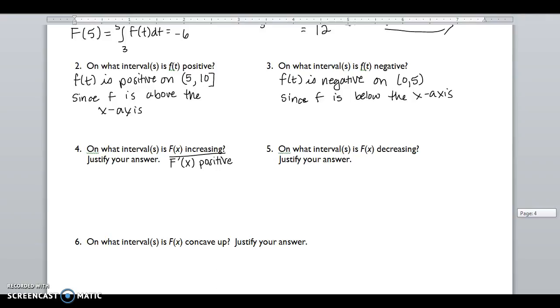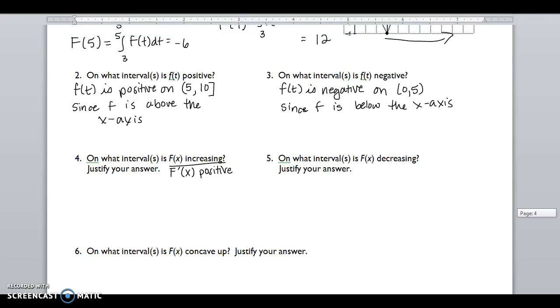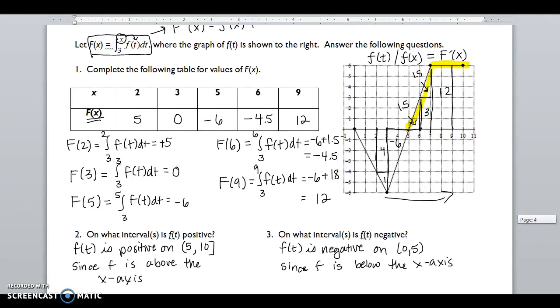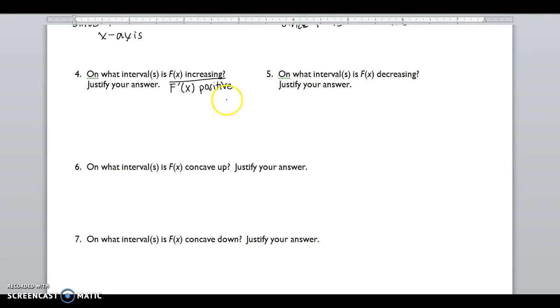So if we want to see where f of x is increasing, we look for where f prime of x is positive, which is where little f is positive. So it's the same highlighted space that we had before. So our answer is actually going to be the same as number 2. So we can say f of x is increasing on the interval from 5 to 10, 10 included, since f prime of x, which is equal to f of x, is greater than 0. Or positive, either one is okay.